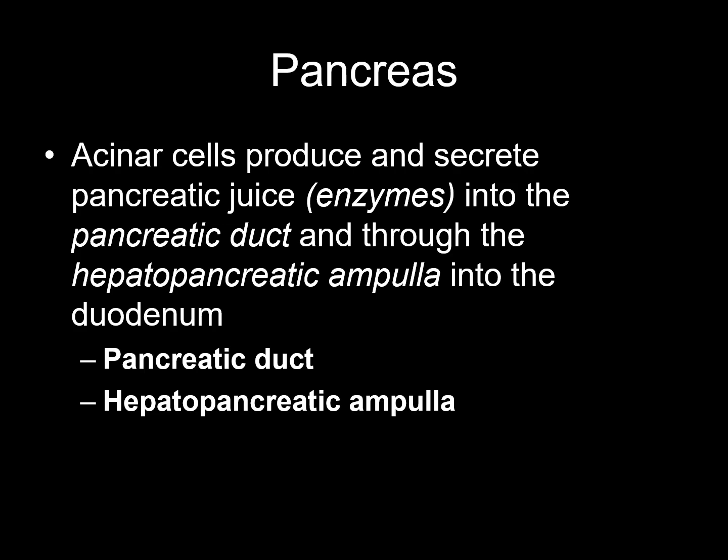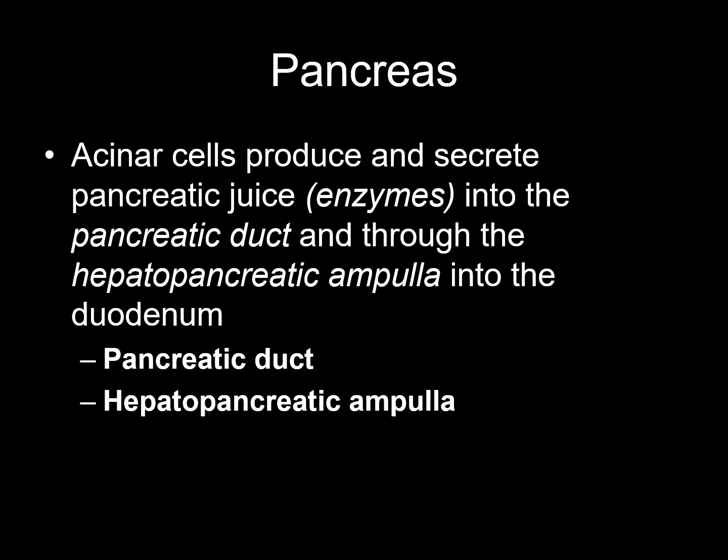So first, let's talk about the pancreas. We've talked about the pancreas before having some endocrine function. The pancreas produces some hormones that help control our blood sugar levels, but most of the pancreas actually has exocrine function, right? So it's these acinar cells that are going to produce and secrete enzymes, and we call them just pancreatic juices or pancreatic enzymes. And they're going to flow through the pancreatic duct, okay?